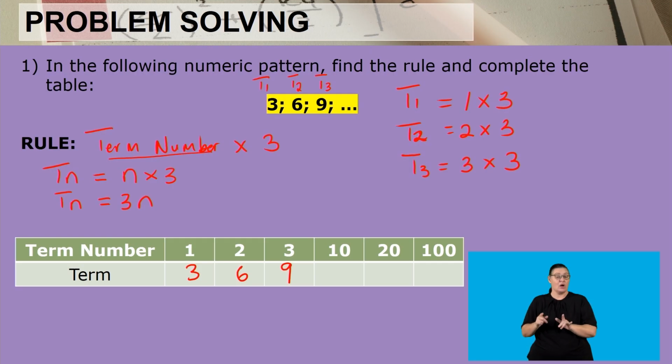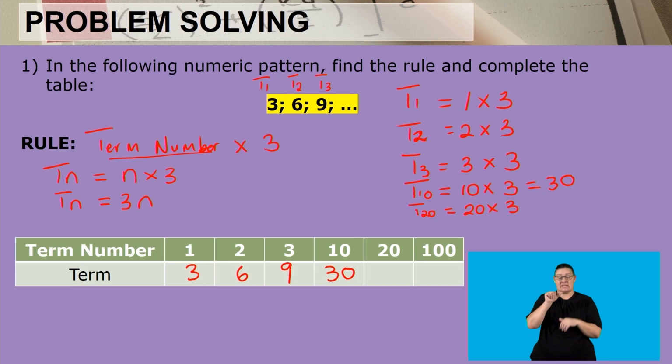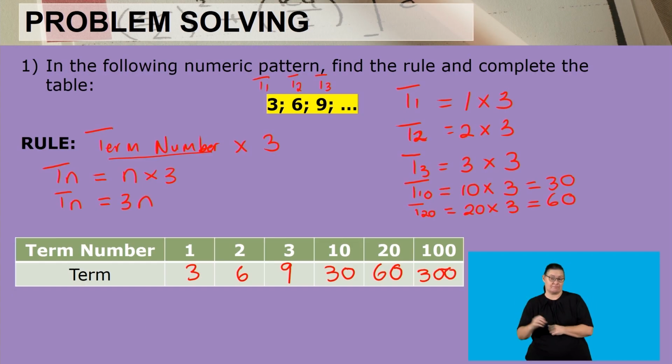Now, what about the 10th term? So, for us to find the 10th term, we are just going to take that term number and multiply it by 3. That, of course, will give us 30, which means that the 10th term there is going to be 30. What about the 20th term? So the 20th term is going to be 20 multiplied by 3, and that of course gives us 60. And what about the 100th term? That is just going to be 100 multiplied by 3, that will give us 300.